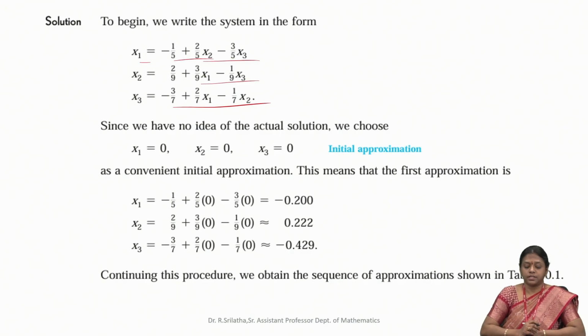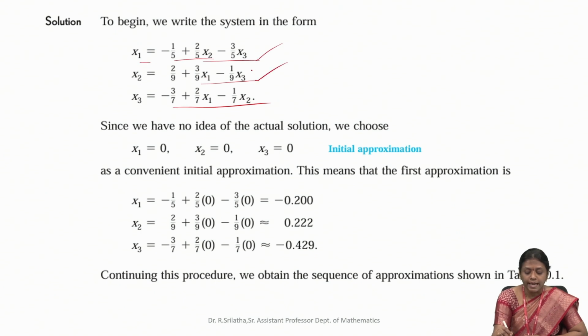As I discussed earlier, we take the first initial approximation with all elements equal to zeros. In order to find the first iteration values, I need to substitute x2, x3 equal to zeros, then only I can get the first iteration of the x1 value. Next, for extracting the x2 value for the first iteration, I need to substitute x1, x3 as zeros, so that I get the first iteration of the x2 value. Next, I substitute x1, x2 equal to zeros to get the first approximation of the x3 value.